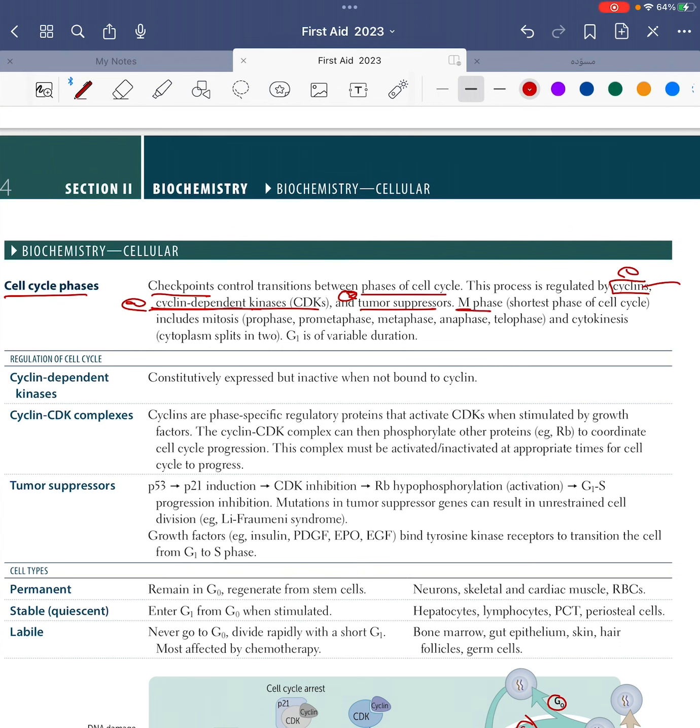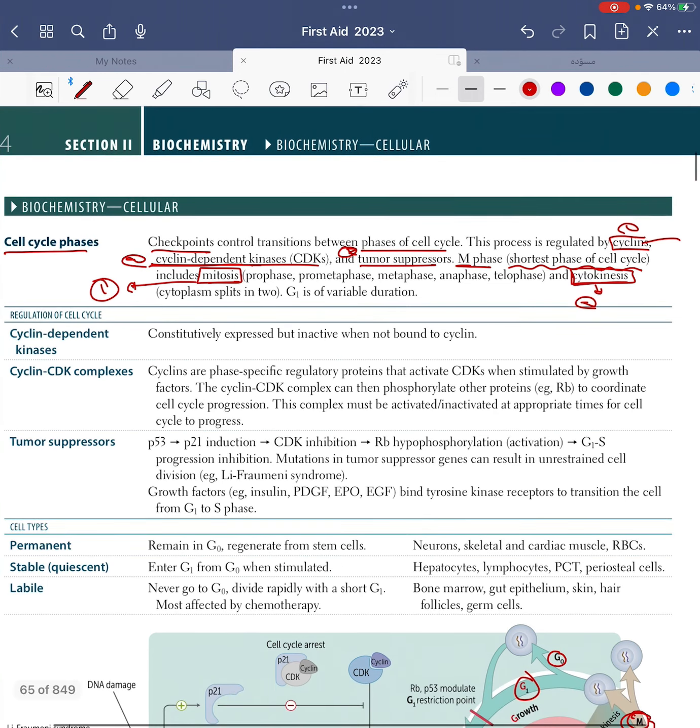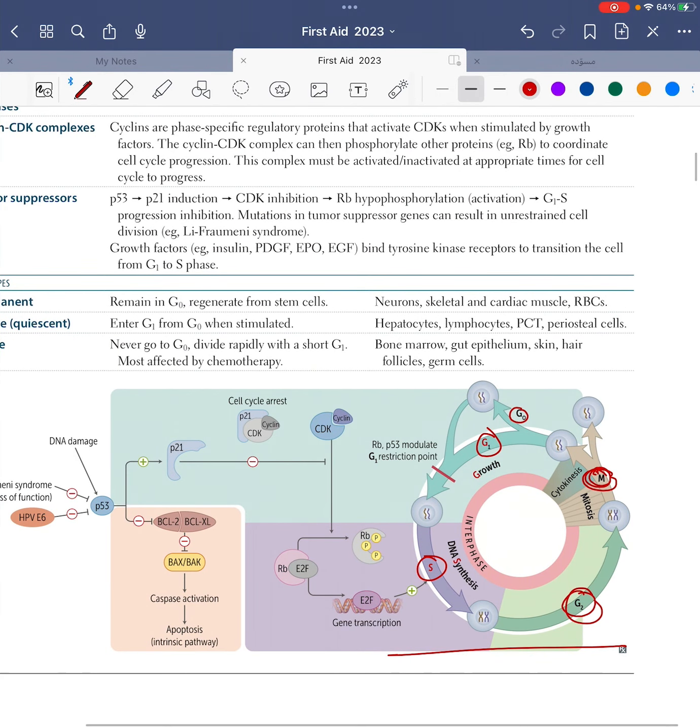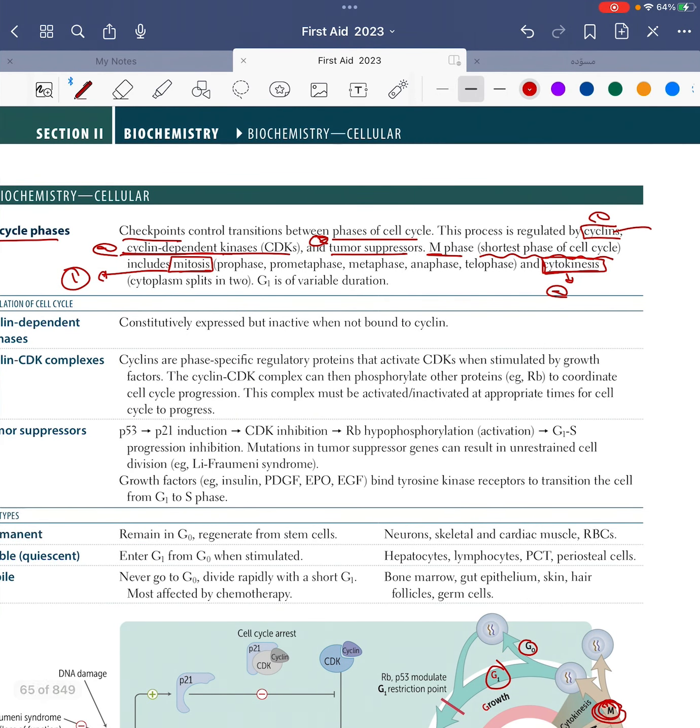For the M phase, it's the shortest phase of the cell cycle and includes two things: the mitosis and also cytokinesis. So first is the mitosis, and the second is cytokinesis. These are the two parts included in the M phase, and it's considered the shortest phase of the cell cycle.